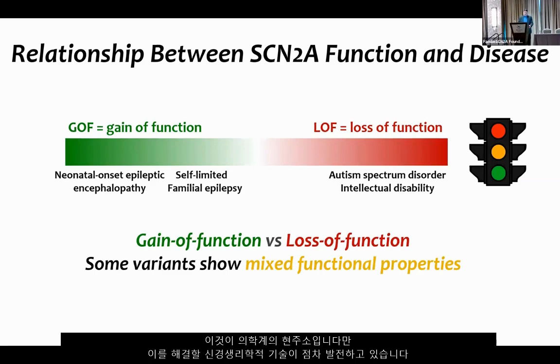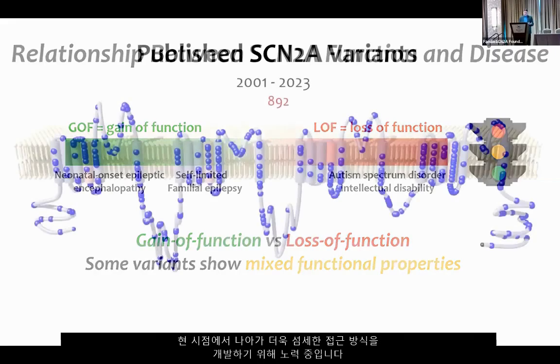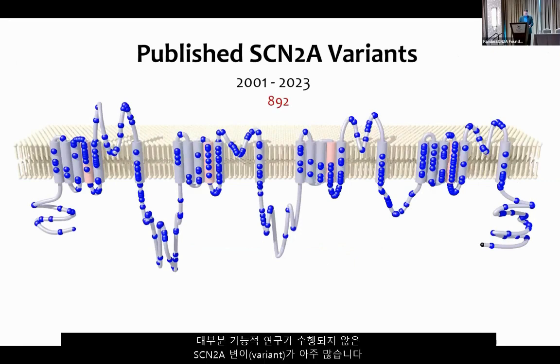There are more advanced neurophysiological techniques to try to address this. They're not available for a high throughput strategy yet, but that's where we are. That's where we're moving, trying to get away from this and trying to develop a more nuanced approach. Again, there are lots of SCN2A variants, most of which have not been studied functionally.